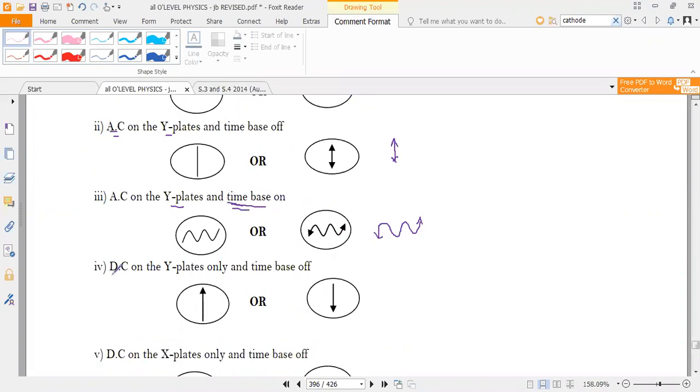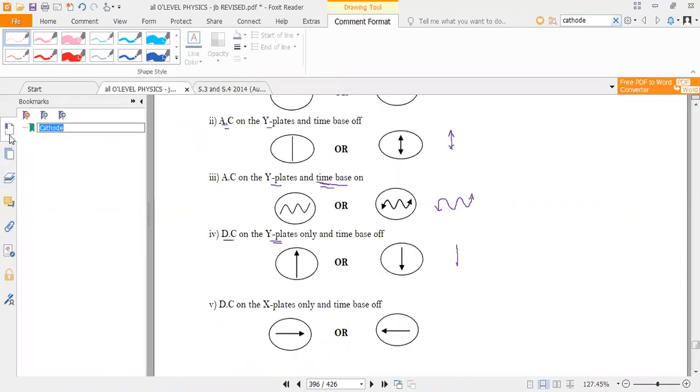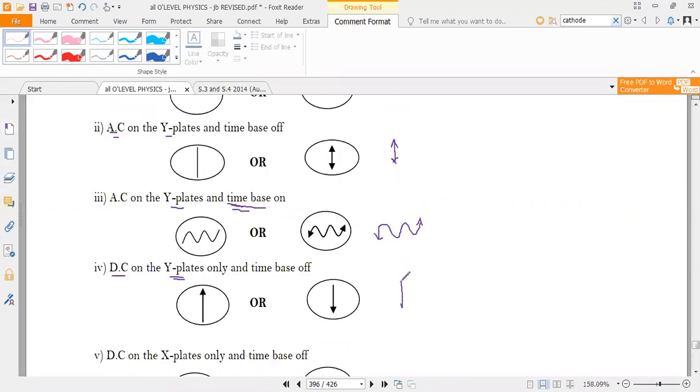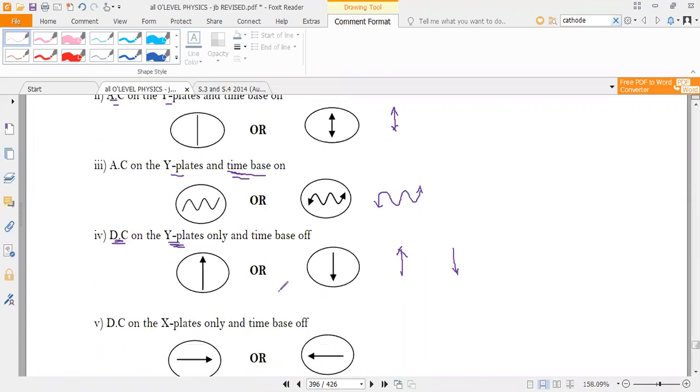Then if we use a direct current, because direct current moves in only one direction, and we connect the Y plates, then it will either be facing upwards, as you can see, like this, or it will be facing downwards, but it should face in only one direction since we are dealing with DC and Y plates cause vertical deflection.